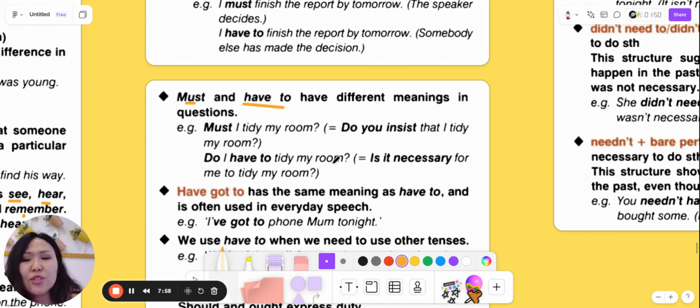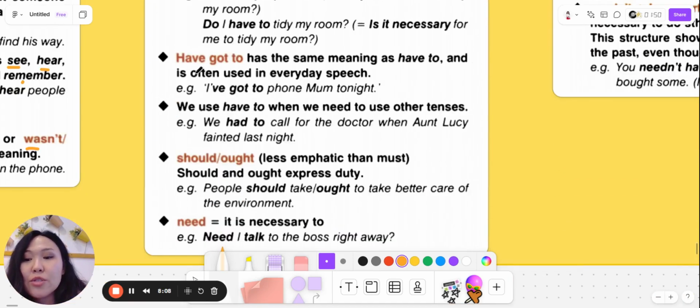And do I have to tidy my room? It's like, is it necessary for me to tidy my room? Maybe. Do I have to do it? Next one. Also, have got to has the same meaning as have to. I hope you remember, yeah? Like, we can say, I have a car, or I have got a car. So they have the same meaning.